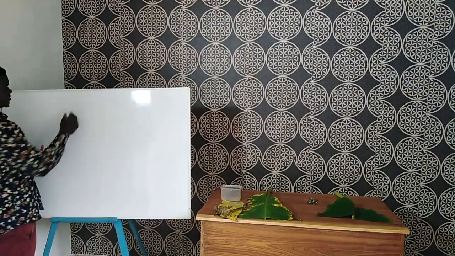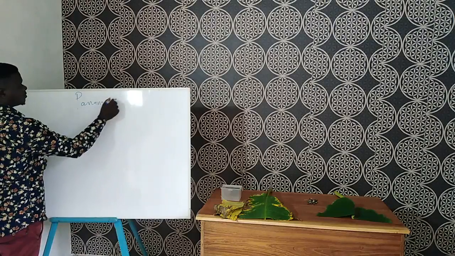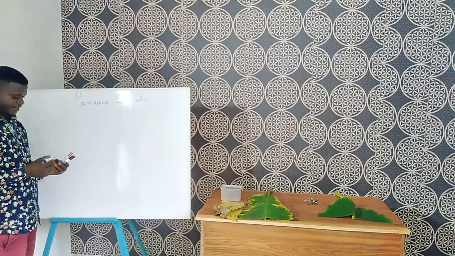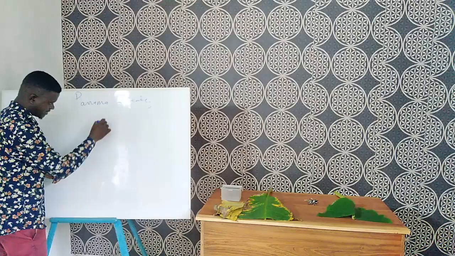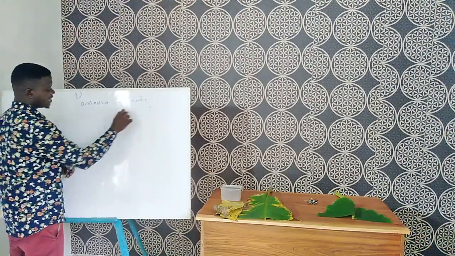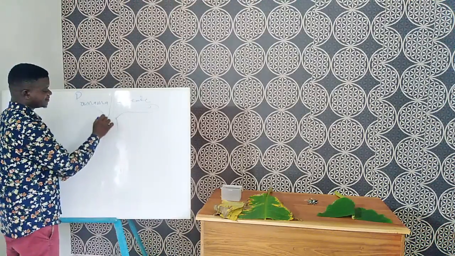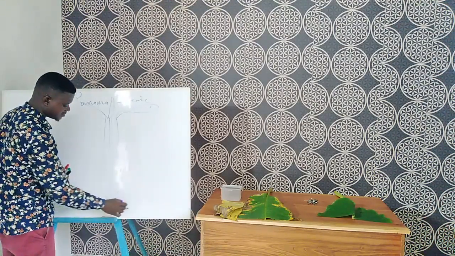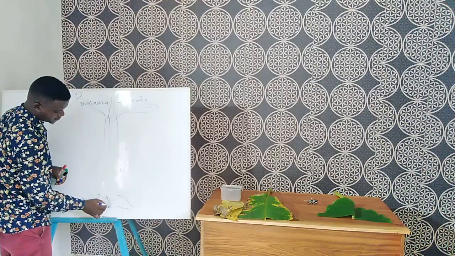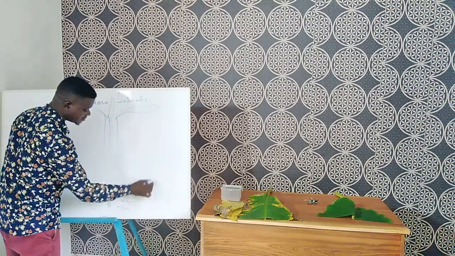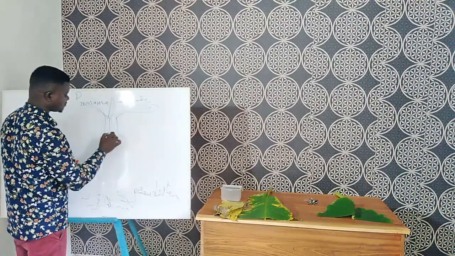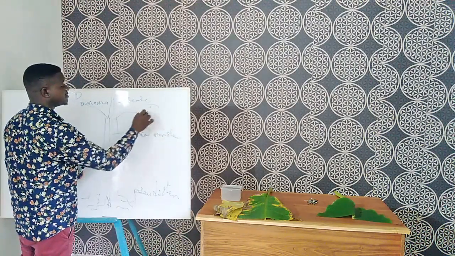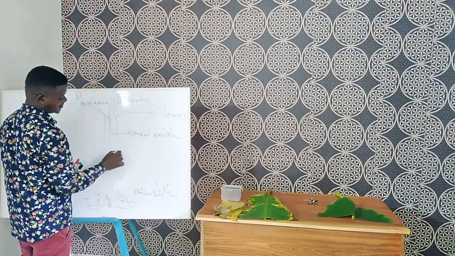When Panama disease affects your plantain plant, let's say this is the stem. These are the leaves growing nicely. This is the inner leaf. This is the base. This is the pseudo stem. This is the apical meristem. These are the leaves. And this is the stem.